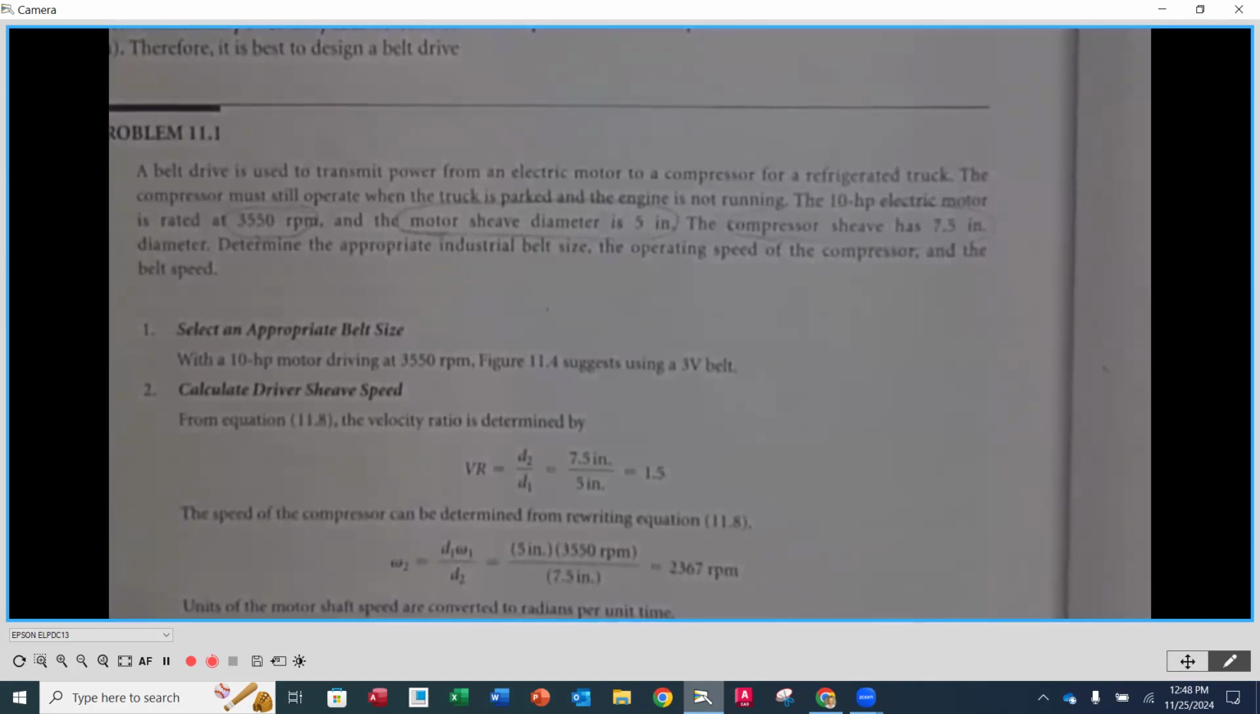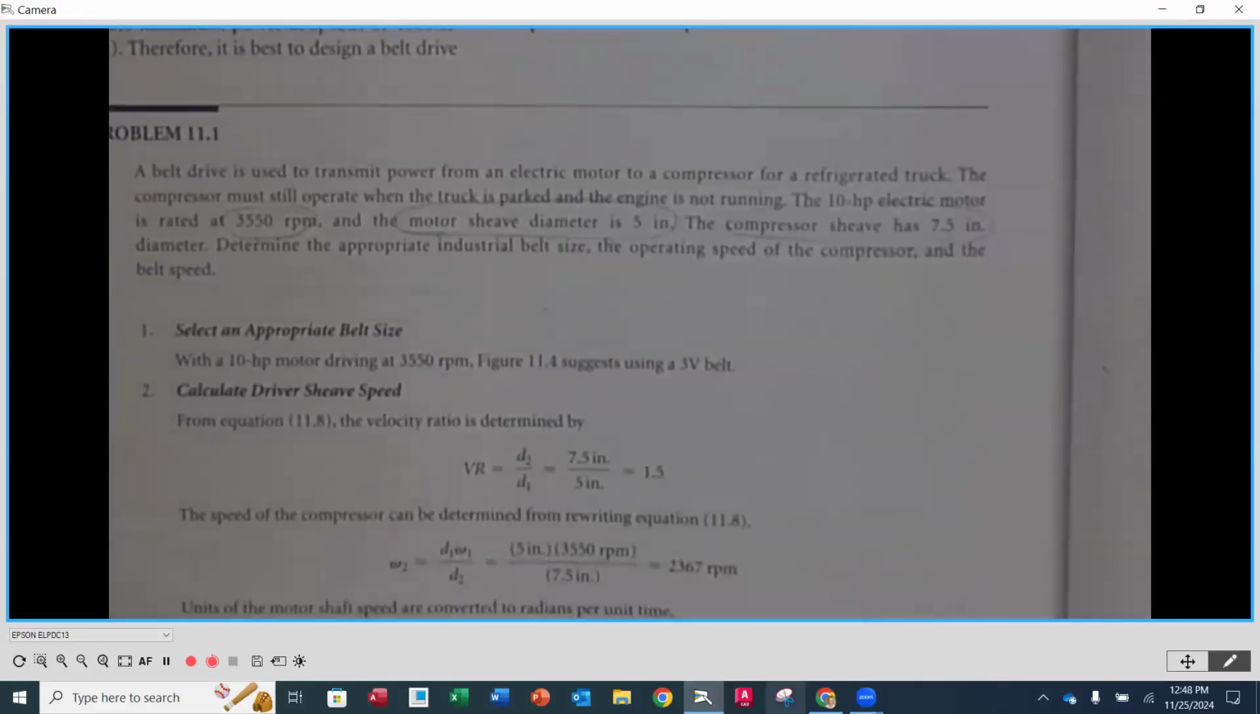Now, the compressor, which would be the output machine. So the input is going to be on the motor side. The output is going to be the compressor, okay? That has a 7.5-inch diameter sheave on it. They want us to determine what is the appropriate industrial belt size based on the information we're given, the operating speed of the compressor, and the belt speed, okay?